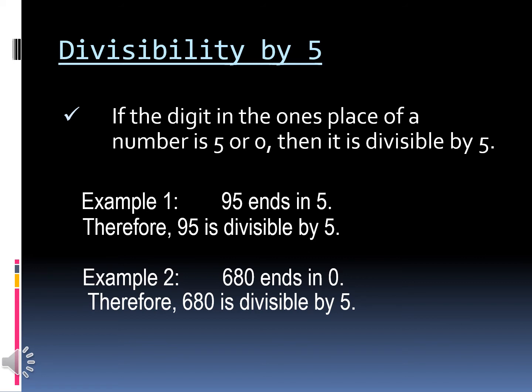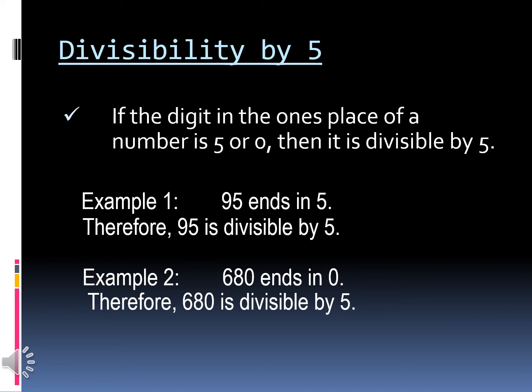Divisibility by 5, one of the easiest. If the last digit or the ones place of a number is 5 or 0, then the number is divisible by 5. For example, 95 ends with 5. So it is divisible by 5. 680 ends with 0. Therefore, 680 is also divisible by 5.